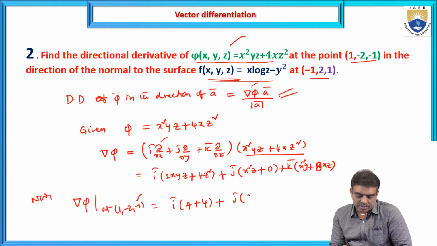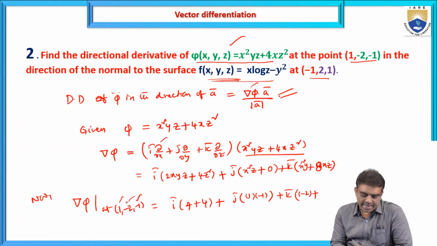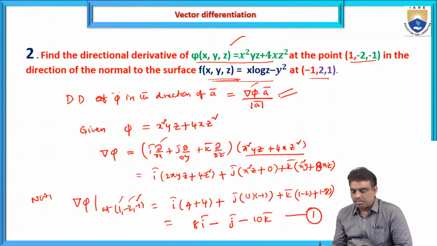Next, x square, that is 1, and z is minus 1, plus 0. And the third term, k into x square y. What is x square y? X square is 1, y is minus 2. So minus 2 plus 8 into x into z. X into z means 1 into minus 1, that is minus 8. Now what will it become? 8i bar minus j bar minus 10k bar, and call this equation number 1.